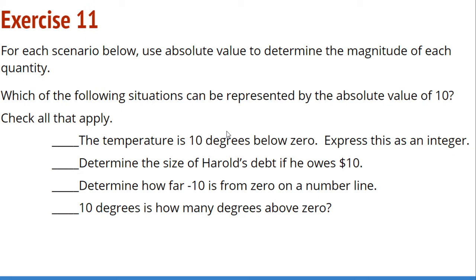Which of the following situations can be represented by the absolute value of 10? And we are going to put check marks next to each one that would represent 10. The temperature is 10 degrees below 0. Express this as an integer. As an integer, that would be a -10. Does -10 have an absolute value of 10?